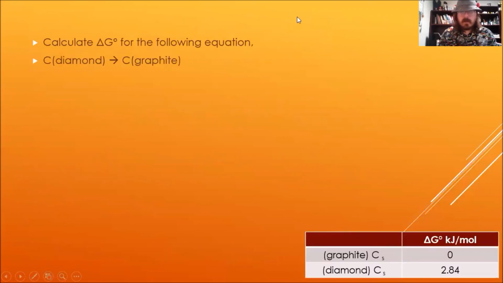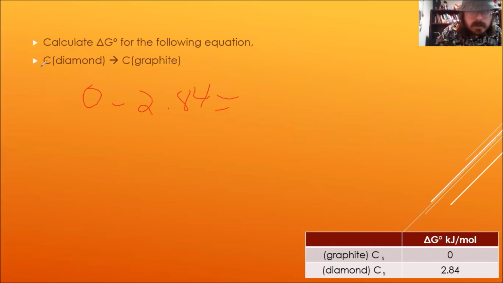So, quick math here. What is the delta G reaction for this? Just looking real quick, the delta G from diamond to graphite, products minus reactants. Products minus reactants, you'd get, oh, it's actually really easy, negative 2.84.